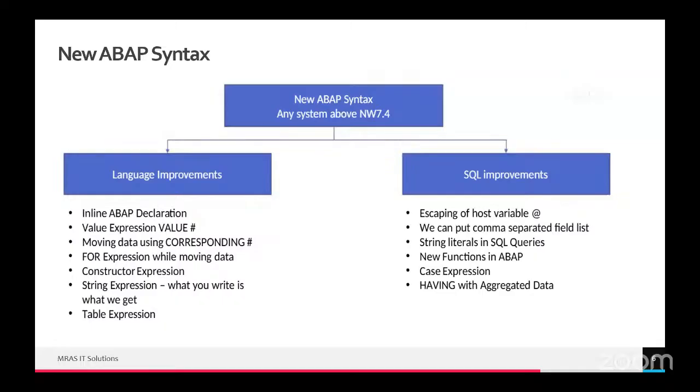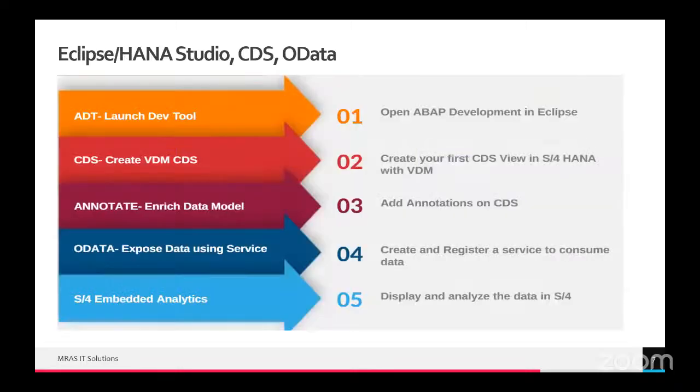But what HANA provides is inline ABAP declaration, wherein we will be having @data, this syntax wherein we can declare the data or variables at the same place in the select queries, or you can say while reading the tables, we will be having value hash expression. We will be having FOR expressions when we have a loop. Instead of having nested loops, we can use FOR expression as well. So this is how HANA is enhancing the performance when we are writing the code.